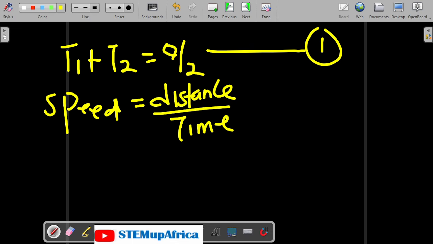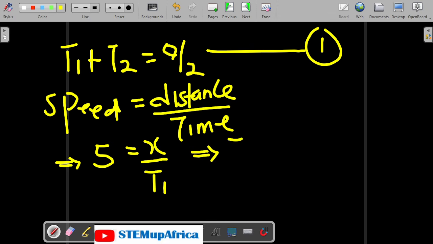Speed is distance over time. So the speed spent in going is 5. The distance is x. The time spent in going, I call it T1. So if I make T1 the subject of the formula, what am I having? My T1 will simply be x over 5 hours.